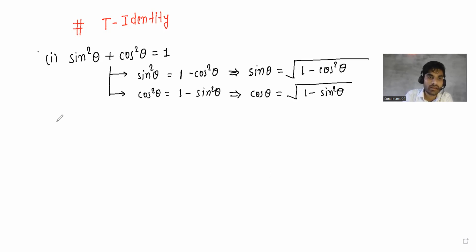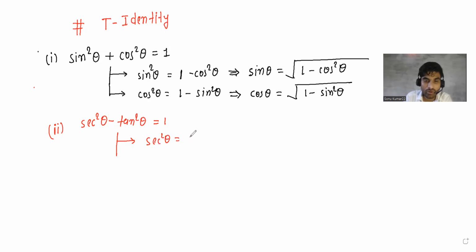Okay. Now talking about the other trigonometric ratios, that means the second trigonometric identity. The second is the relation between sec and tan. First is sine and cos, sine square theta plus cos square theta is given. Now the second is sec square theta minus tan square theta is equal to 1. From here we can find the sec theta value, means sec square theta value is 1 plus tan square theta.